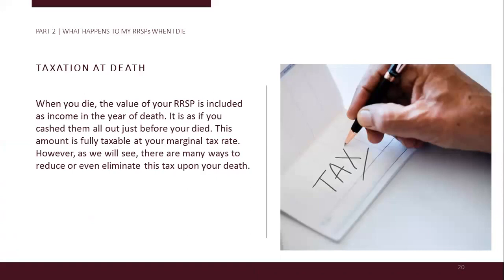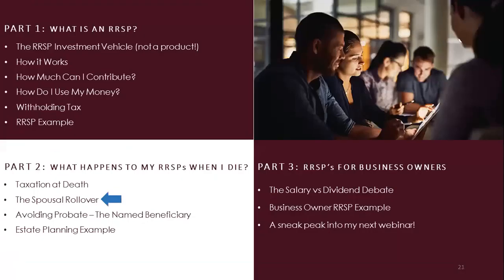When you die, the value of your RRSP is included as income in the year of death. It's as if you cashed them all out just before you died. This amount is fully taxable at your marginal tax rate. However, as we'll see, there are some ways to reduce or even eliminate this tax upon your death. Let's explore them.